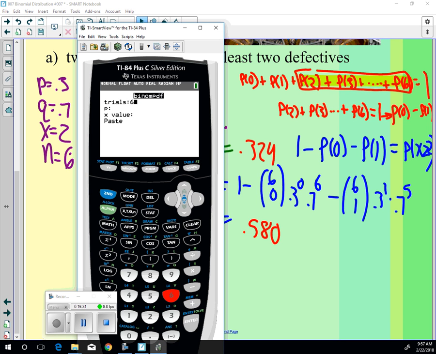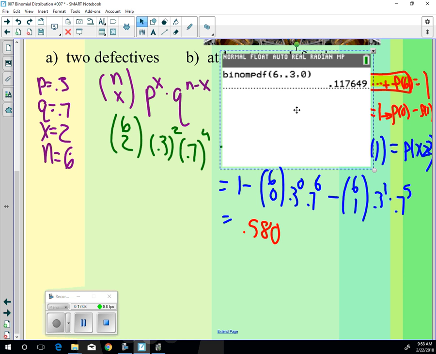I'm going to do 6 trials. Probability is 0.3, and the x value is 0 for this one. Now, when I hit paste, this is what you who don't have this feature put in: binomial PDF, 6, 0.3, 0. 6 is the trials, 0.3 is the probability, and 0 is the x. Now, when I hit enter, I get 0.11764. We're going to keep going.